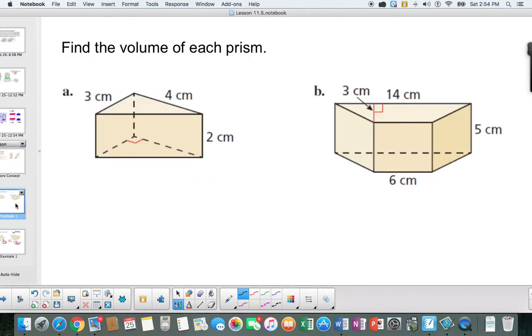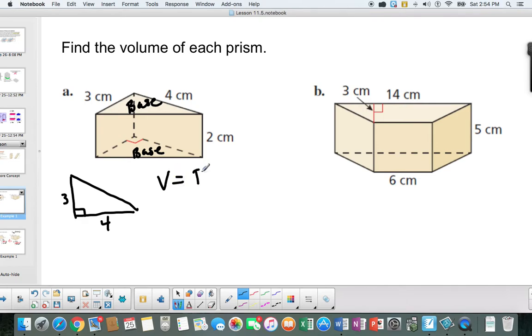Let's go ahead and do a problem. What I like to do a lot of times is draw the base so that I can see the base. Now remember, bases are always parallel and congruent in prisms. And this looks like, I see a little red thing here, so I know it's a right triangle, and this is 3 and this is 4. So this is going to help me understand the area of my base.